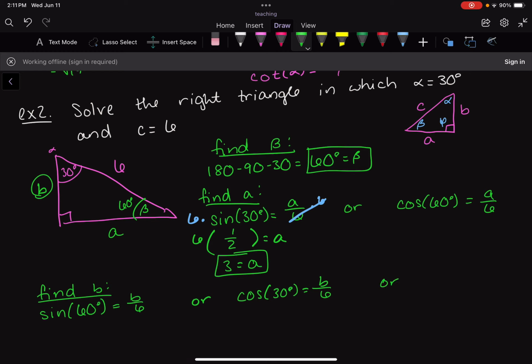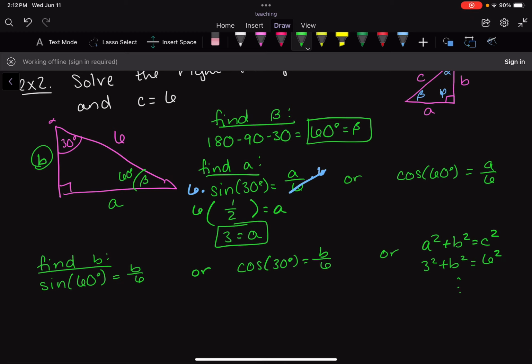Or another way I could do this one is I can use Pythagorean theorem. So I know that A is 3. I know that the hypotenuse is 6. So I can use that to figure out what B is. So I can use good old Pythagorean theorem, A squared plus B squared equals C squared, and plug everything in. So that'd be 3 squared plus B squared equals 6 squared, and so on and so forth. So again, you definitely have options.